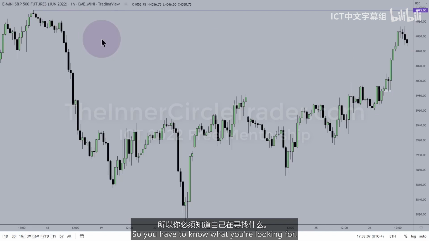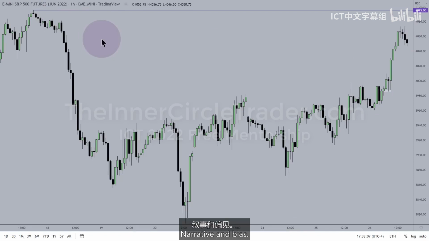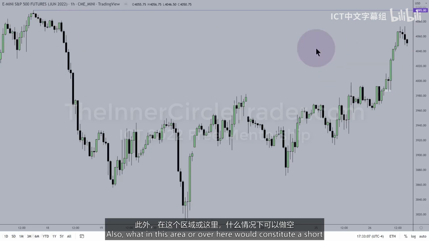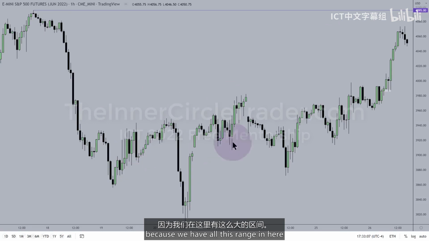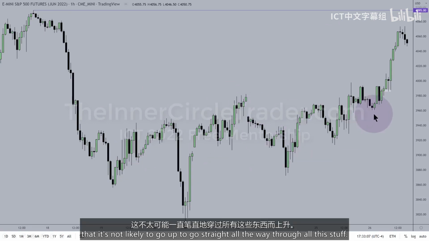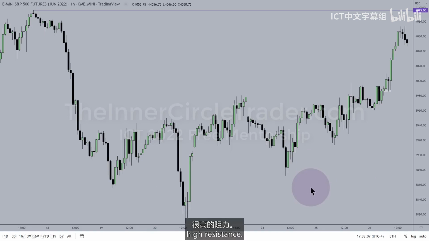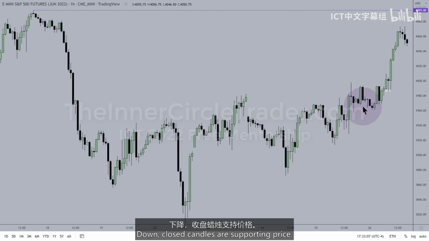So you have to know what you're looking for, narrative and bias. Also, what in this area or over here would constitute a short? Because we have all this range in here, it's not likely to go up and go straight all the way through all this stuff. That's a high resistance liquidity run. Not that it can't happen, but it's likely to not pan out because we had so many supporting ideas in here. Down closed candles are supporting price.